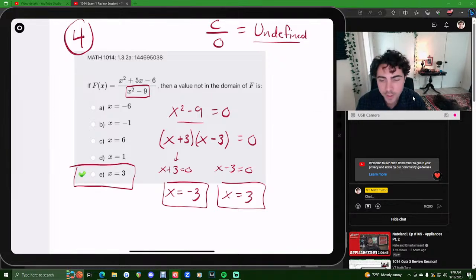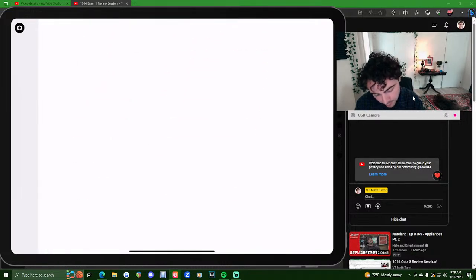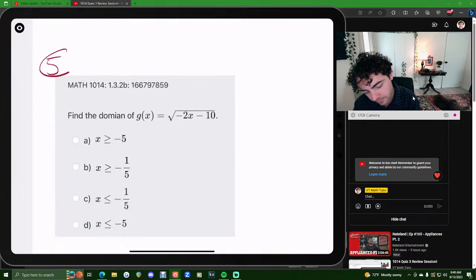And that's it. So both -3 and 3 are values that are not in the domain, but we just picked the one that they have. Okay? Enough on that one. Let's go to number 5.